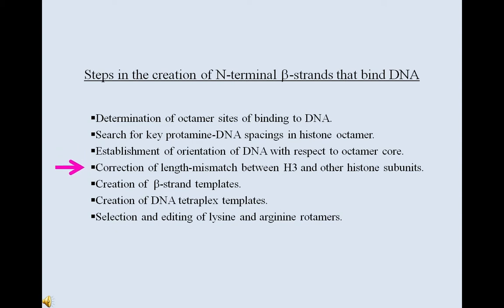The next step, correction of the length mismatch between H3 and the other histone subunits, proved to be the most difficult problem of all, and the last to be solved. The final 3 steps, creation of protein templates, DNA templates, and rotamers, were fairly routine modeling chores. We're going to proceed backwards from here on in. That is, we'll start by showing the finished model, then go back and explain how it was derived.